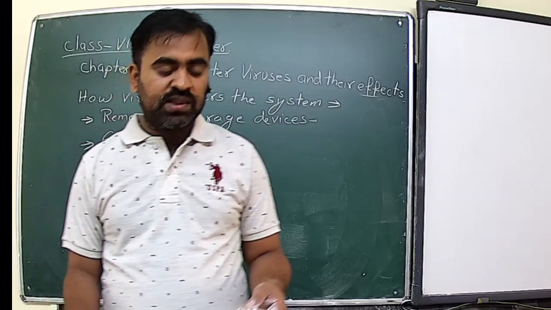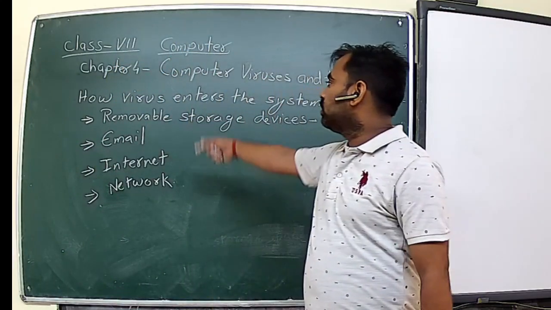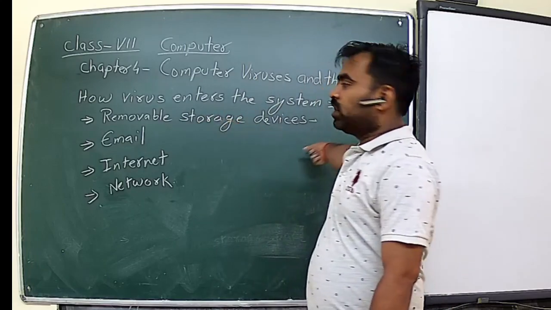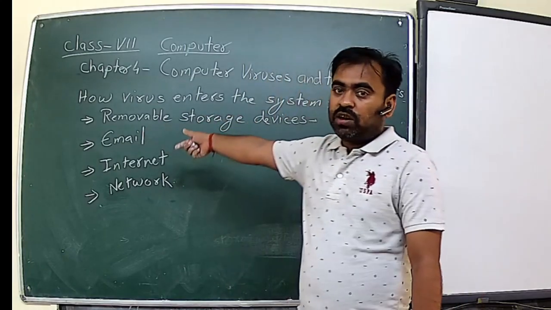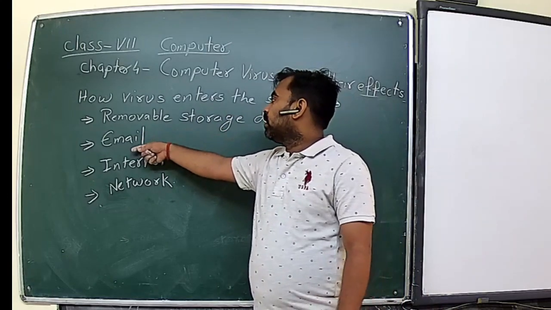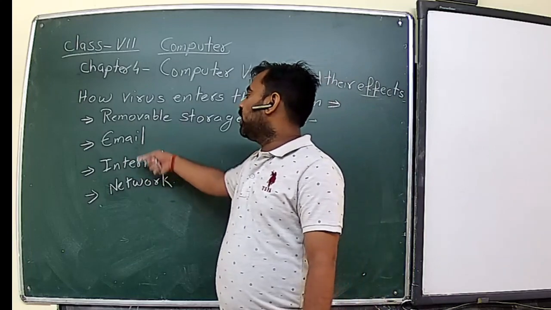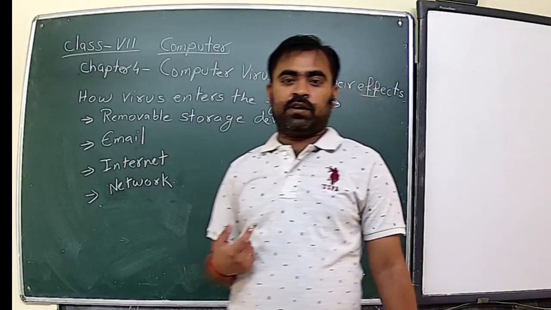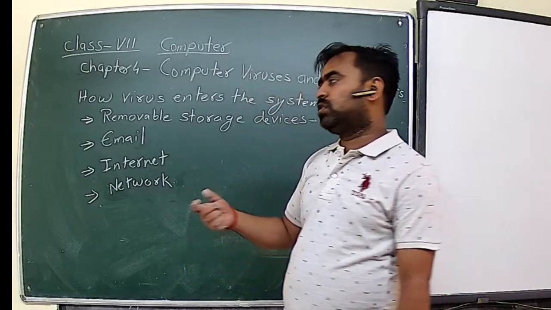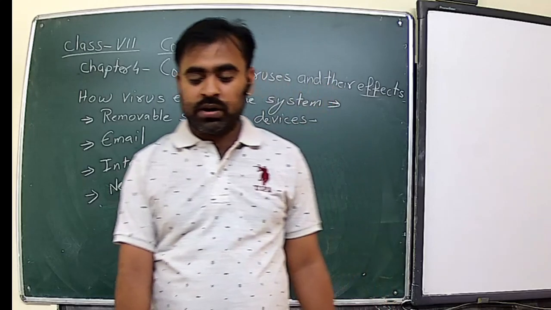Clear? So this is how viruses enter the system. Most important, the removable storage devices like CD, pen drive, and external hard disk. Then the email attachment. Then when you download any file from the internet or any untrusted source, and from the network. Clear?